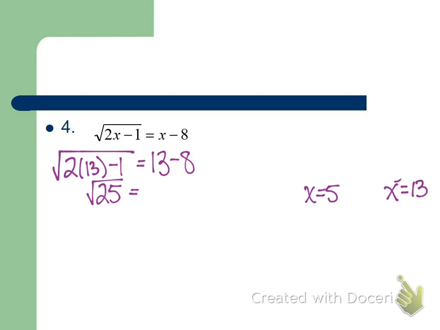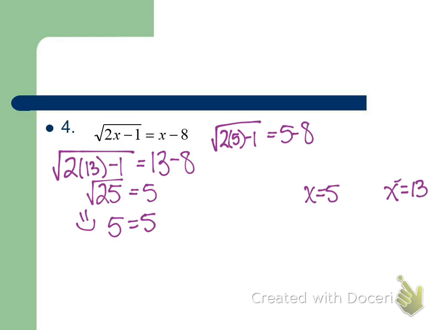What is 13 minus 8? Okay, might as well do that while we're there. What is the square root of 25? Is this one extraneous? No. So this one's happy, not extraneous. Now which one do we need to check? 5. The square root of 2 times 5 minus 1 equals 5 minus 8. 2 times 5 is 10. 10 minus 1 is 9. What is 5 minus 8?